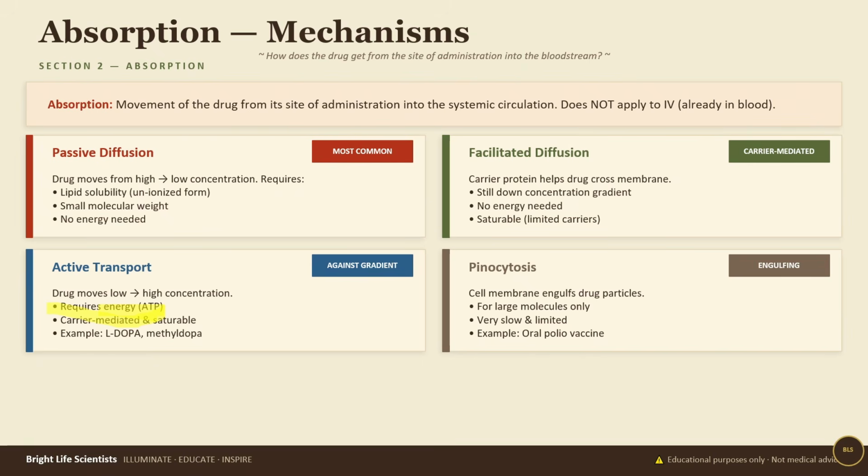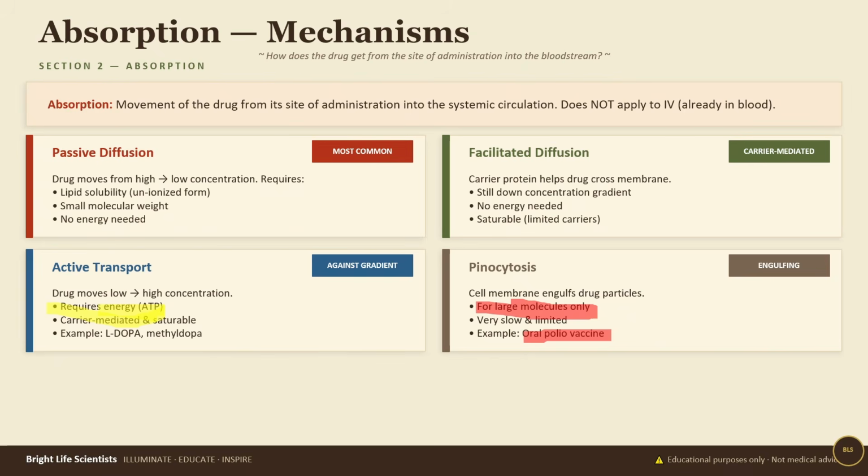Then the last mechanism, we have pinocytosis, which is engulfing. The cell membrane engulfs drug particles. This is only for very large molecules and it is very slow and limited. An example of a drug that uses this mechanism is the oral polio vaccine, OPV. For your exams, passive diffusion is the answer, unless the question specifically points toward a carrier-mediated mechanism.